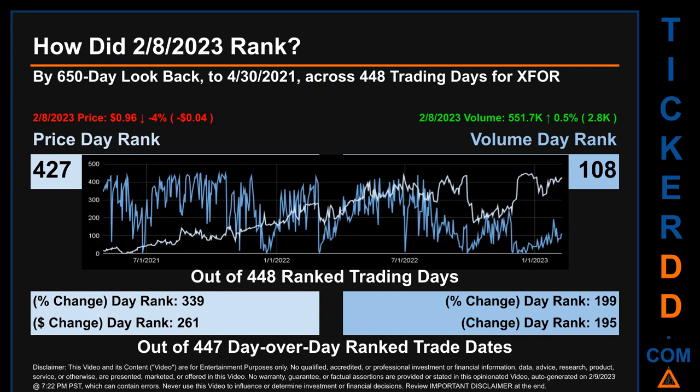The price's day over day percentage change, dropping -4% on the 8th of February 2023, had a day rank of 339, while its dollar difference of -4 cents had a rank of 261 when compared day over day across 447 trading days. Volume's percentage change and difference were ranked respectively at 199 and 195.